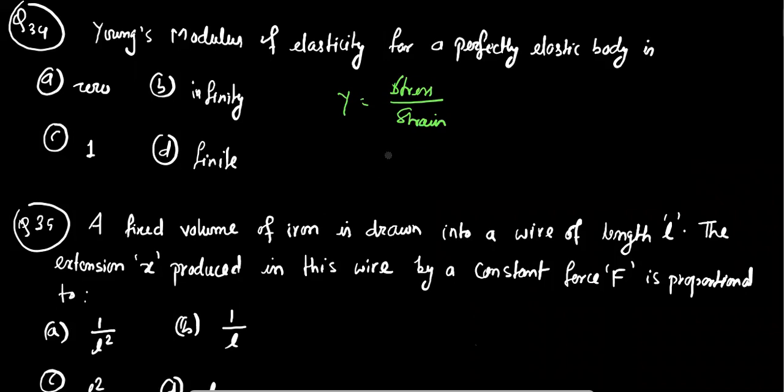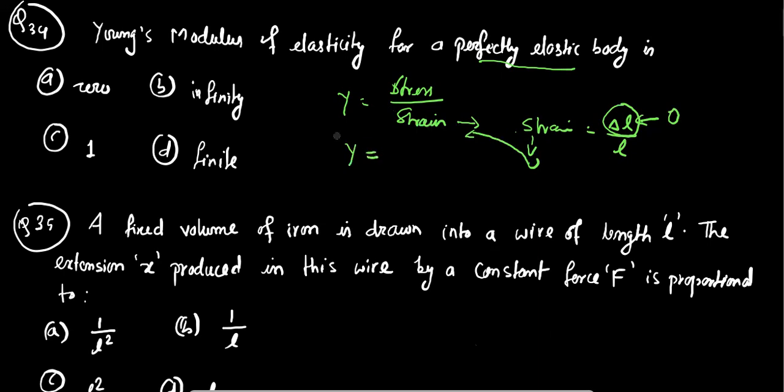So we know that for a perfectly elastic body, the strain, that means change in length per unit original length, the change in length must be zero. Which means that strain must be zero, and using this value here we get gamma or Y to be infinite. So we can conclude that Young's modulus for a perfectly elastic body is always infinite.